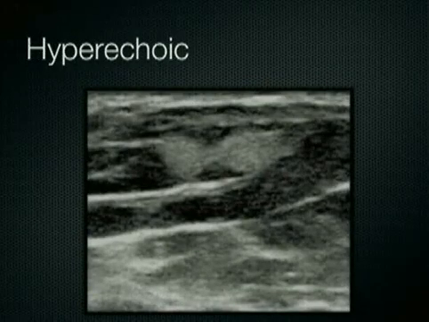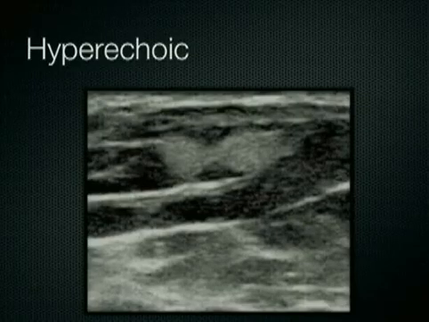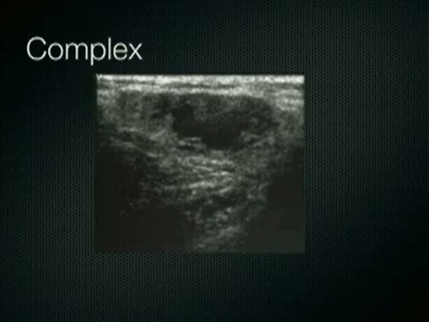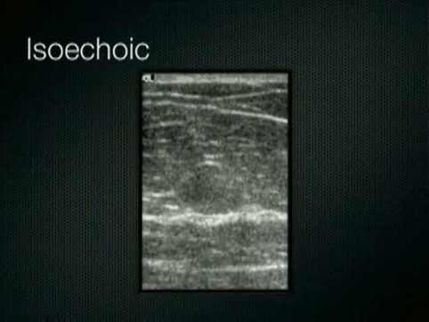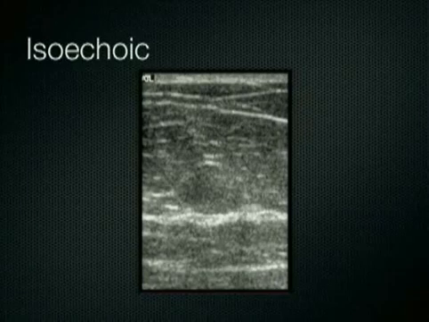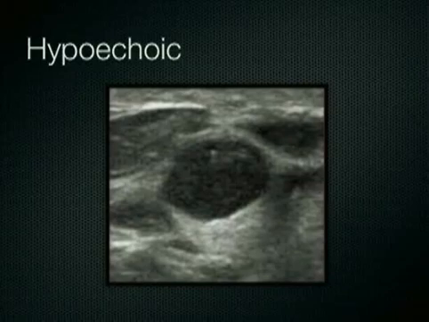Here, a lesion with increased echogenicity compared to fat is shown, resulting in a classification as hyperechoic. And in this example, both cystic and solid elements are present, resulting in a complex description of the echo quality. Occasionally, lesions are very similar in their echogenicity to the surrounding fat. In this case, the lesion is isoechoic. And here an example of a hypoechoic lesion with low-level internal echoes.